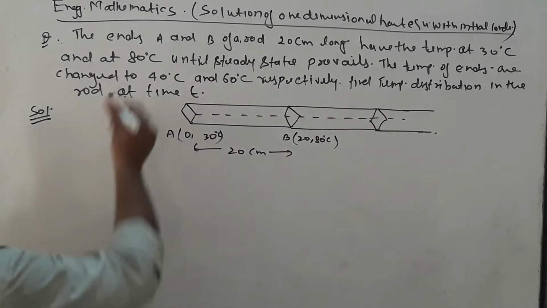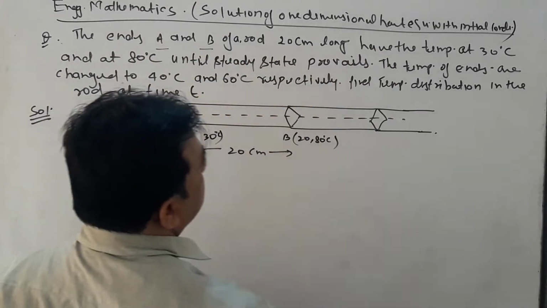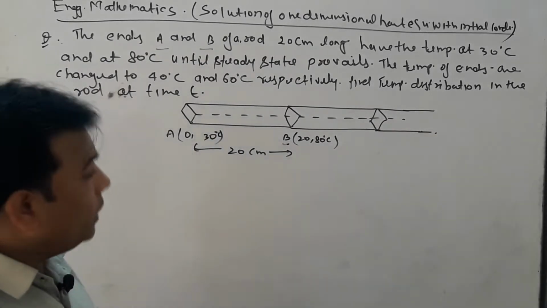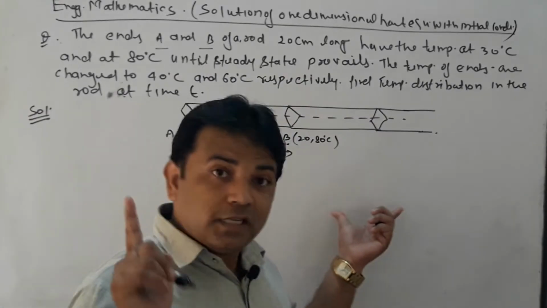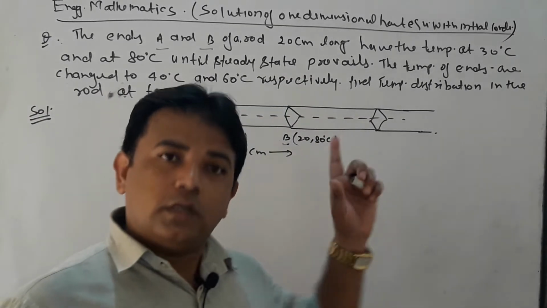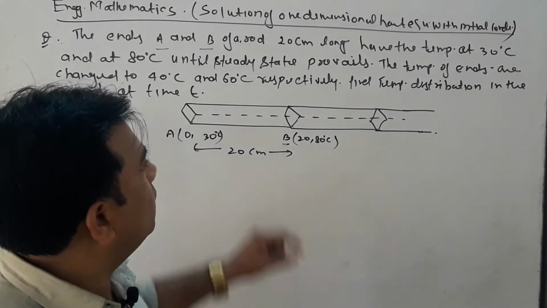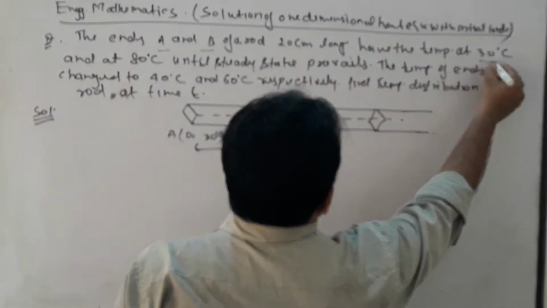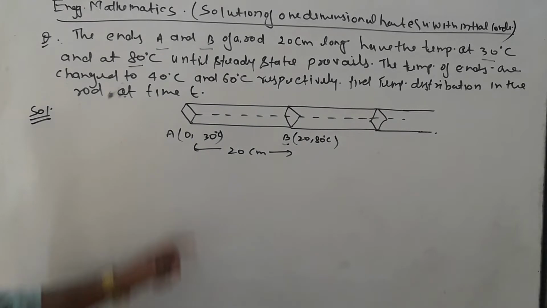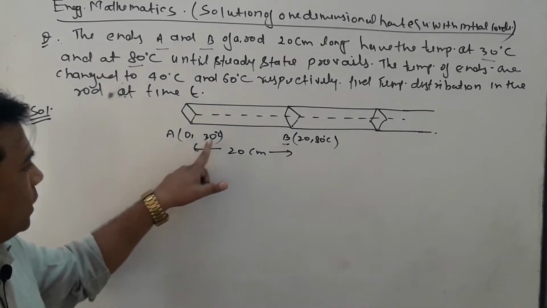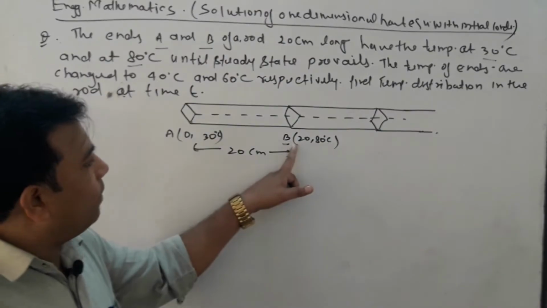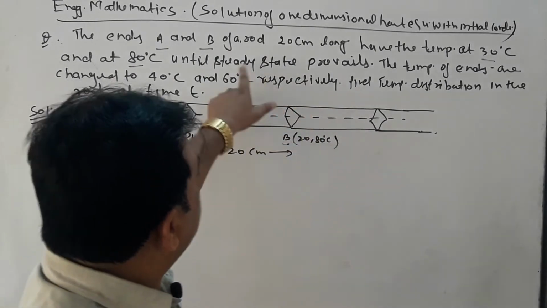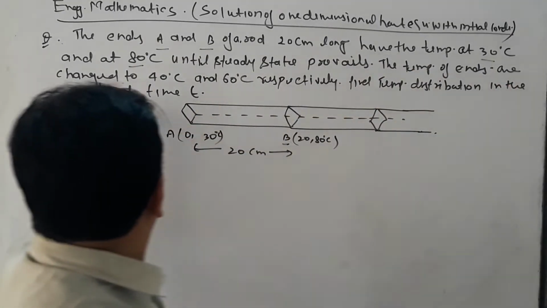You are looking at the board. The ends A and B of the rod, which is 20 centimeter long. In the previous lecture the length of the rod was L centimeter; here in place of L it is 20 centimeter. Only L is changed to 20 centimeter. The temperatures at the ends are 30 degree centigrade and 80 degree centigrade. At point A, length is 0 and temperature is 30 degree centigrade, and at point B, length is 20 centimeter and temperature is 80 degree centigrade. Steady state prevails.